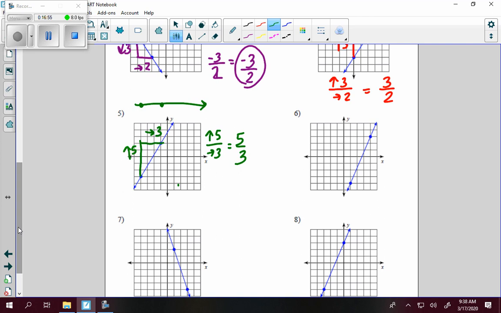Number 6, I'm going to read my graph from left to right, so I'm going to go from here to here, and that means I'm going to go up 1, 2, 3, 4, 5, 6, 7, and over 1, 2, 3. So it's up 7 over 3, so my slope would be 7 over 3.